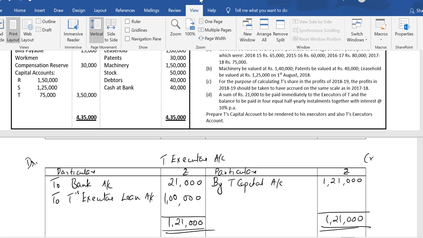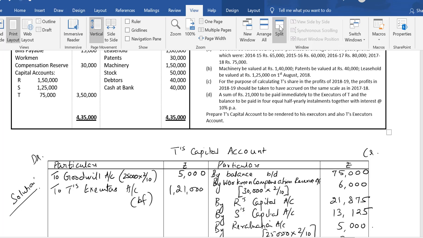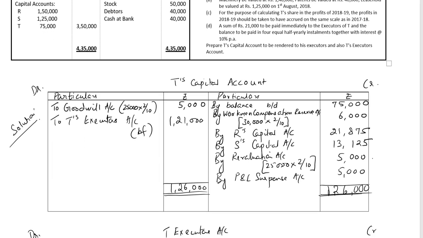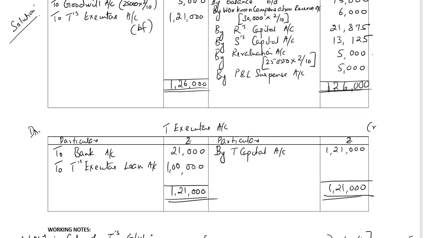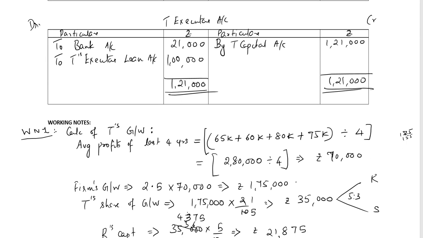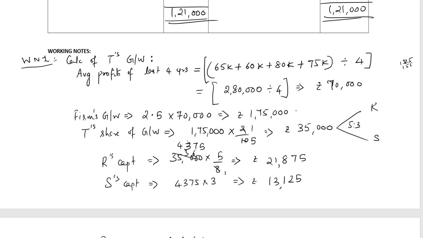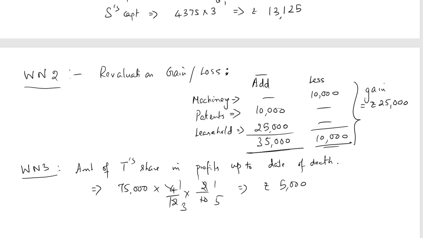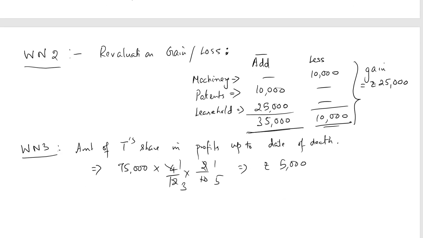I'll remove the split. We can view the entire answer together. So we began with T's capital account, and then prepared T's executor's account. The first working note was goodwill. Second working note was for revaluation gain or loss. And the final working note was T's share in profits up to date of death.